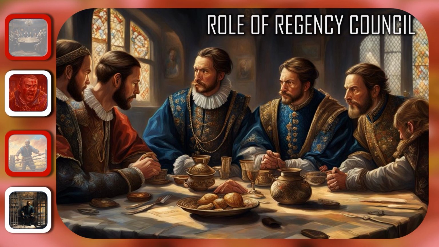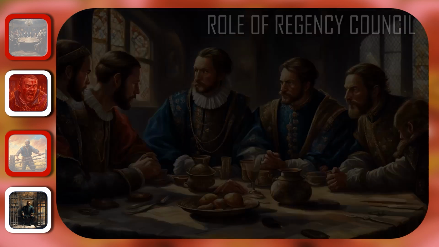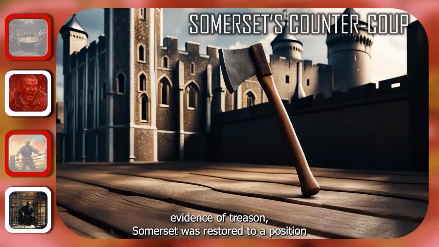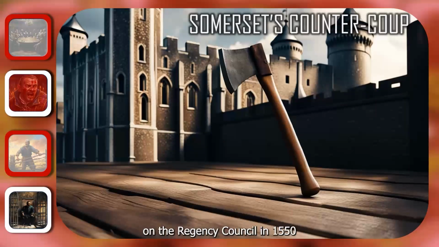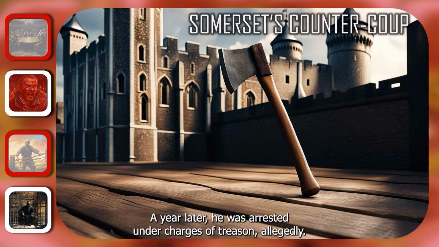At this point, Somerset was stripped of office and imprisoned in the Tower. However, his close relationship with the king saved him from the executioner's axe for now. Despite the clear evidence of treason, Somerset was restored to a position on the Regency Council in 1550, under Northumberland as Lord President. A year later, he was arrested under charges of treason.